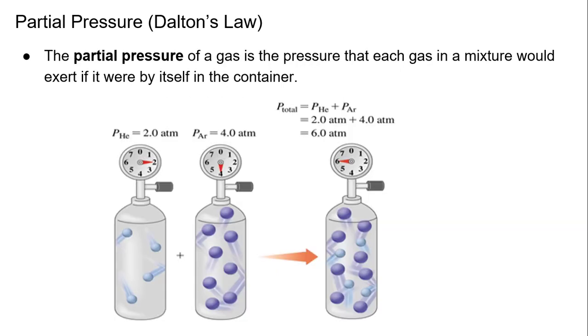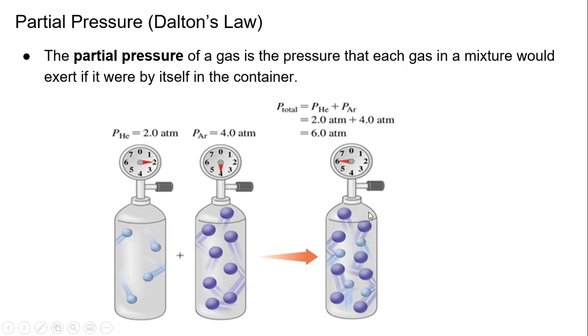The partial pressure of a gas is the pressure that each gas in the mixture would exert if it were by itself in a container. So what this means is that if you look at this picture, helium exerts a pressure of 2.0 atm by itself. Argon exerts 4.0 atm by itself. But what they have found is that even adding these gases together, they still exert the same pressure. They don't change or modify their behavior because another gas is there. They act like they are completely alone in the container.